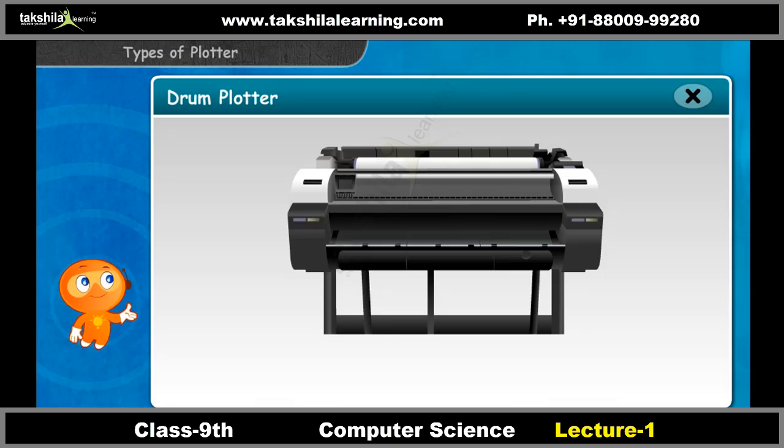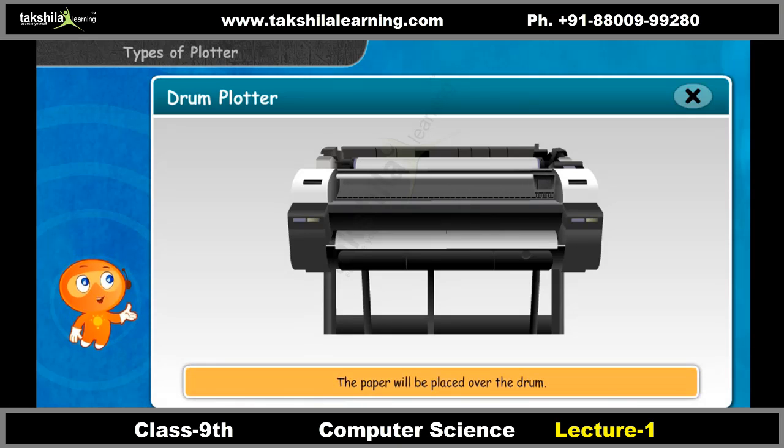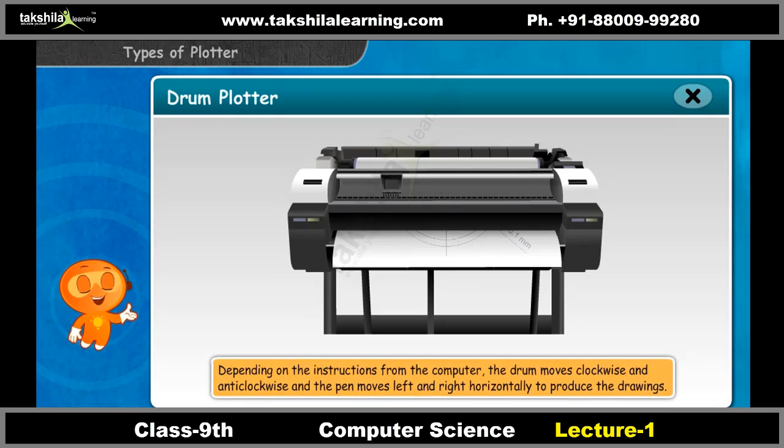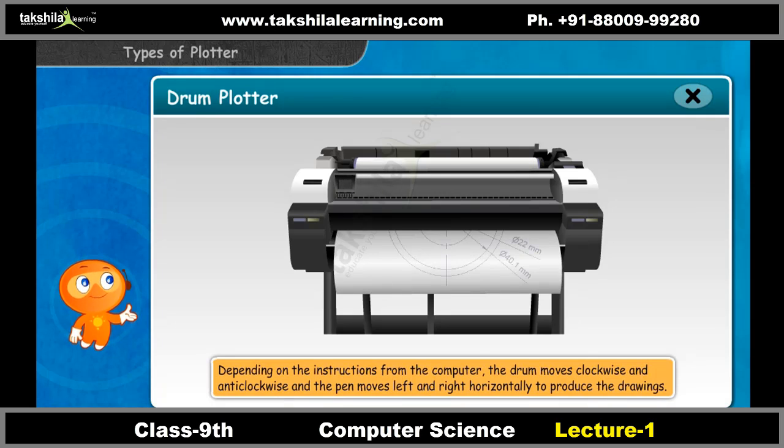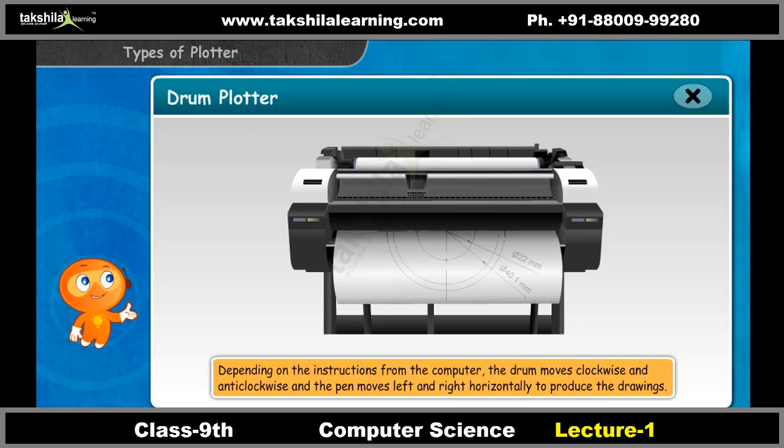Drum plotter consists of a drum and a cartridge mounted with pen. The paper will be placed over the drum. Depending on the instructions from the computer, the drum moves clockwise and anti-clockwise, and the pen moves left and right horizontally to produce the drawings.